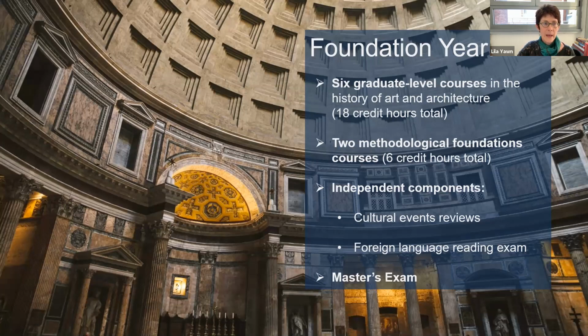We also have a foreign language reading knowledge exam. You need to pass an exam in either Italian or French or German to show that you can read one of those languages at the B2 level. This is a standard practice in American graduate programs in art history because of the need to read in more than one language for research. You have the first year of the program to pass that exam.